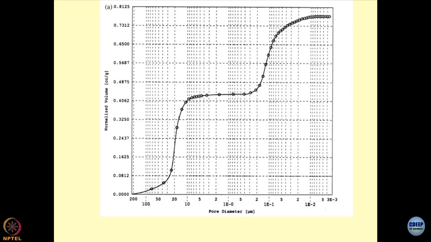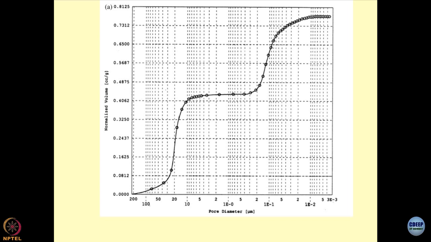So, let us interpret one of the typical graphs which you would be getting from MIP. This is the intrusion curve, that means the mercury is being intruded into the pores. Here I have plotted the pore diameter, which is inverse of the pressure. So, these are the coarser pores and these are the finer pores. And this is the normalized volume, that means the volume of the mercury which enters divided by the volume of the sample. What you will observe is as the pressure increases, the first pore to get filled up is the biggest pore, and then mercury goes into the finest pores.